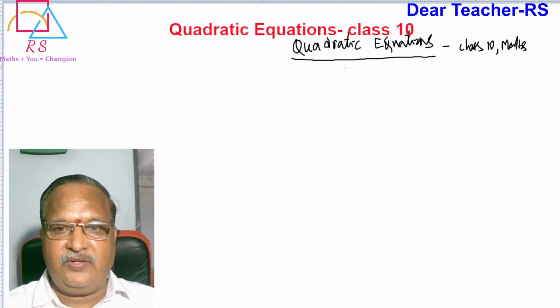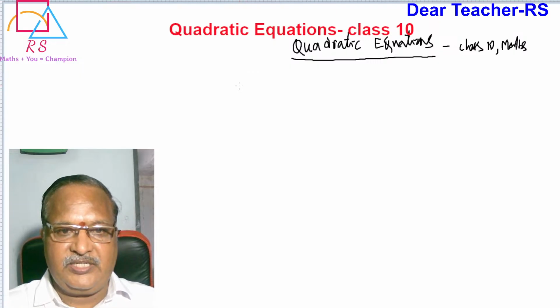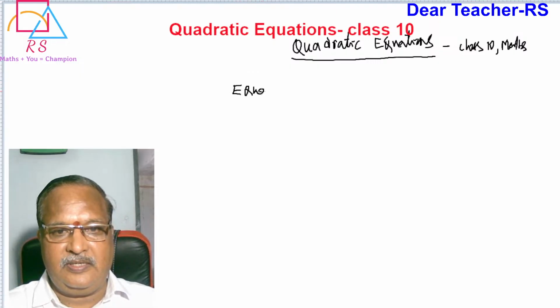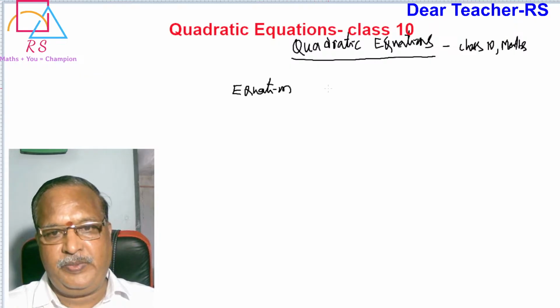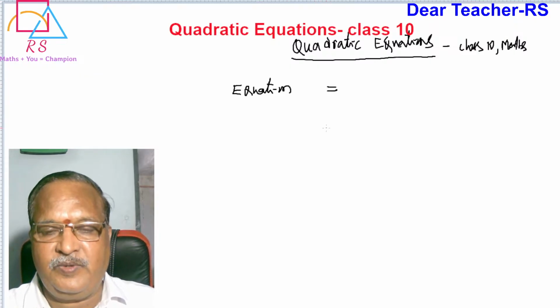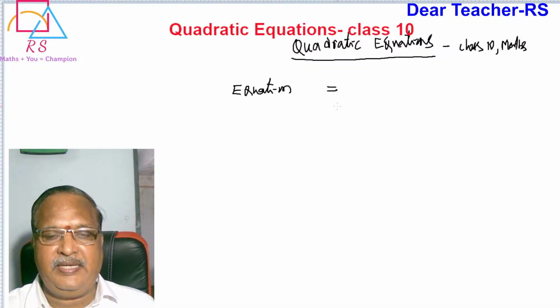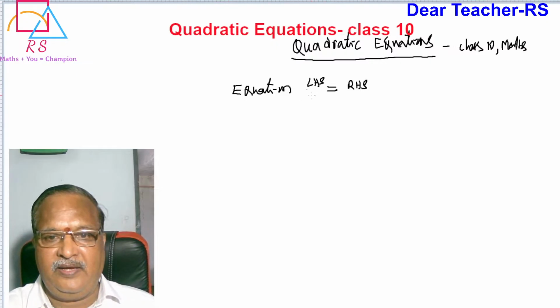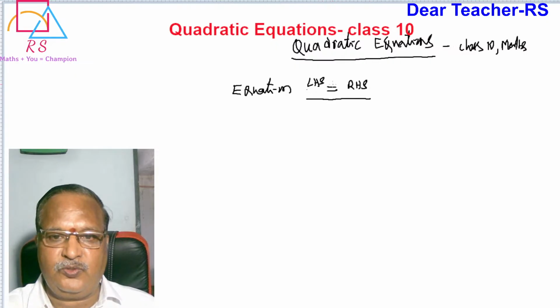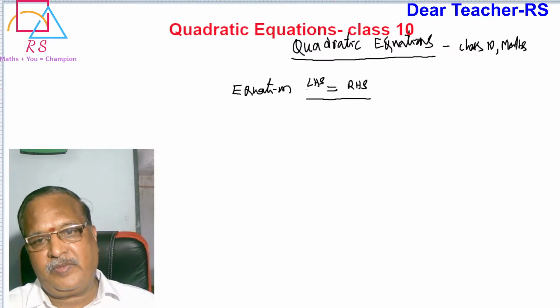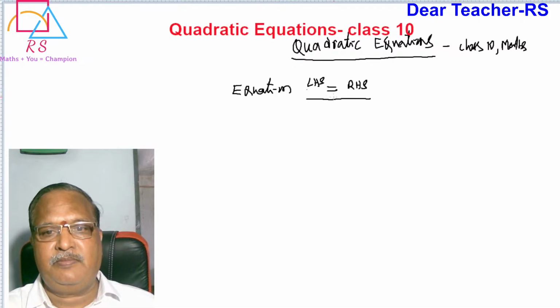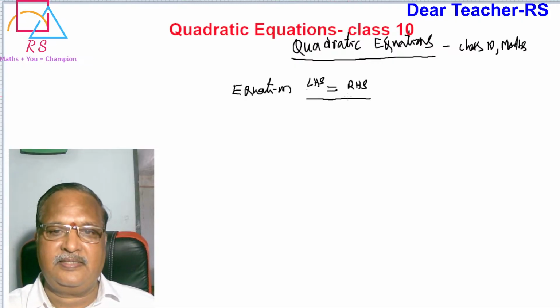Now let us understand the word first. Equation means is equal to. Any equation means there should be an is equal to in that algebraic expression. There should be one left hand side and one right hand side, LHS and RHS. The two sides are separated by the is equal to symbol. That means LHS is equal to right hand side.